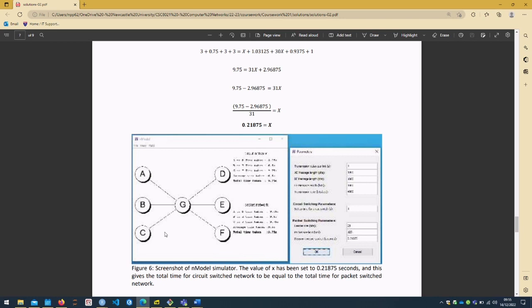So in the circuit switch network, all nodes cannot be sending at the same time. Only one message can be transmitted at a given time, whereas in the packet switch network, they can all send at once, and then the node in the middle sort of buffers things as they come, and then it sends them off when it's ready to send off.